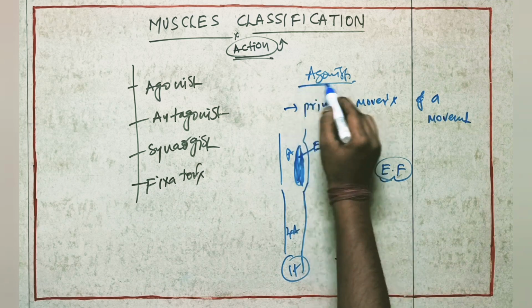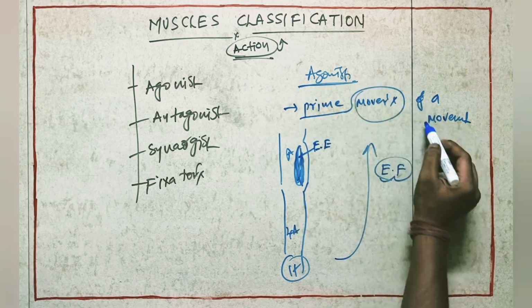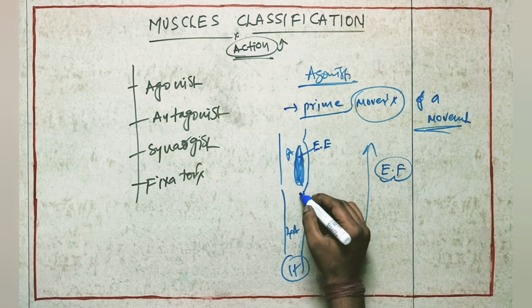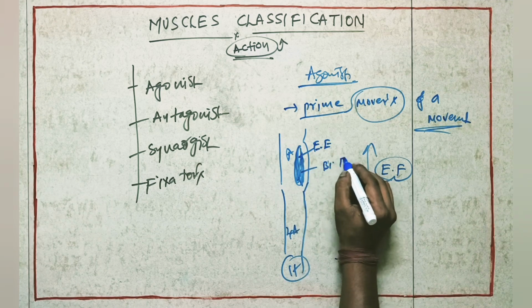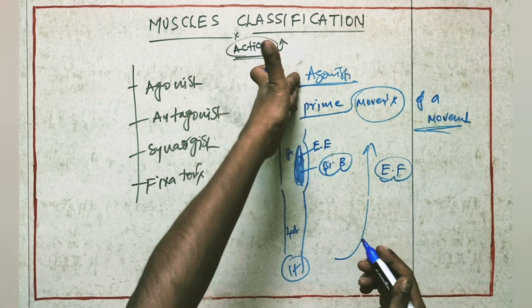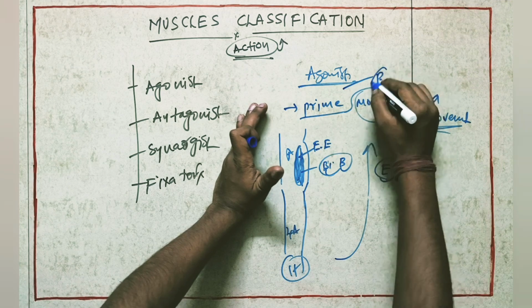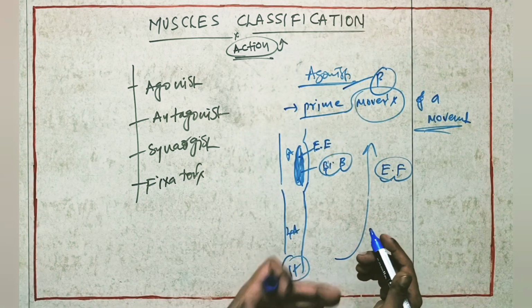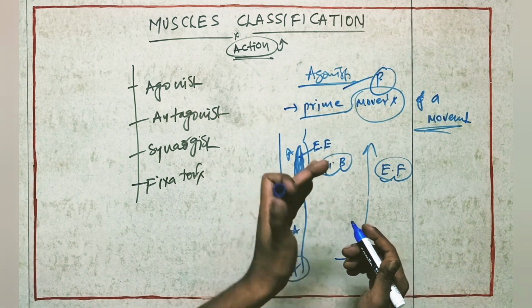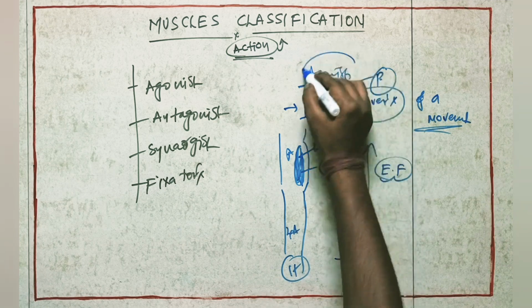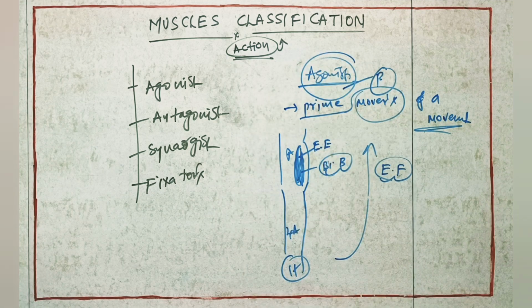So agonists are the prime movers of a movement. The prime mover for elbow flexion is the biceps brachii. So these agonist muscles are going to produce a movement. Which muscle will be helpful for that movement? Those muscles are nothing but agonist muscles.